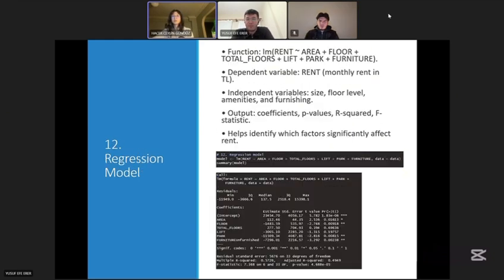Next, we evaluated the residuals of our regression. The residual plot showed that errors are fairly evenly distributed, and the QQ plot confirmed that the residuals follow a roughly normal pattern. This supports the assumptions of linear regression.